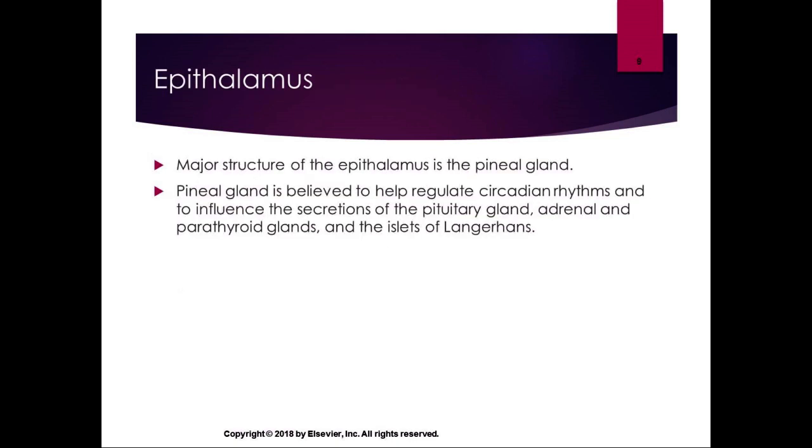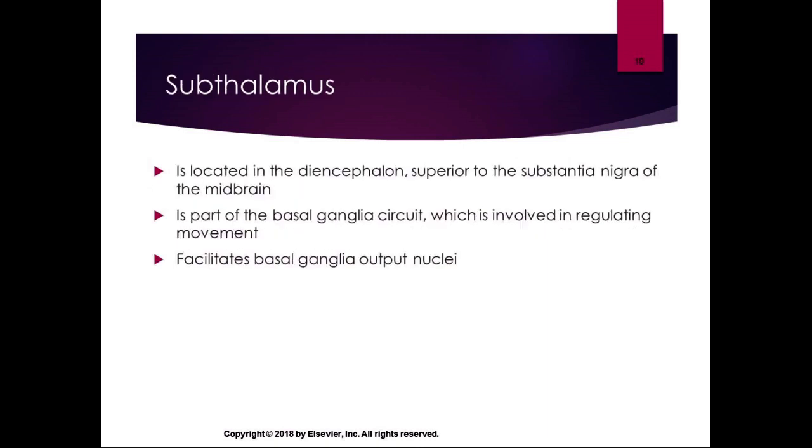The epithalamus is involved with the pineal gland. The pineal gland is one of the major structures in the epithalamus, and it's believed to regulate circadian rhythms and influence the secretions of the pituitary gland, the adrenal and the parathyroid glands, and the islets of Langerhans in the pancreas, which secrete insulin. So the epithalamus obviously very involved in metabolism, hormone secretion, and circadian rhythms.